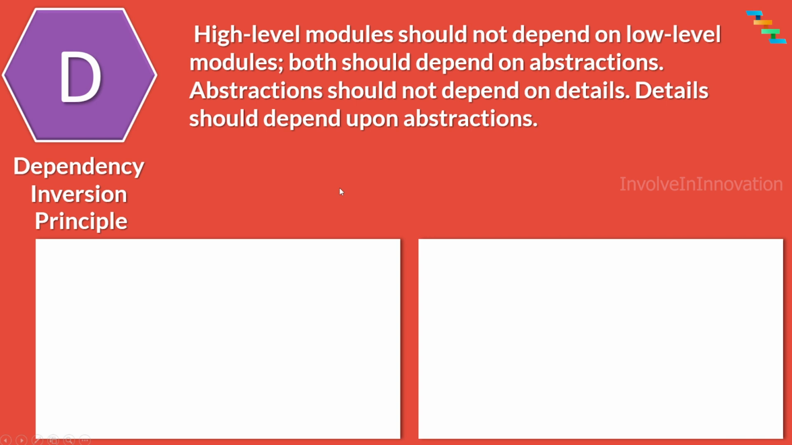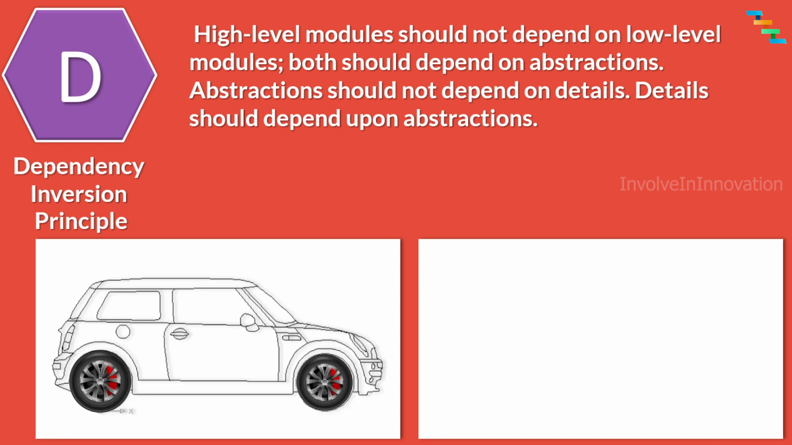Now we'll see the first line of the definition: high level modules should not depend on low level modules. Both should depend on abstraction. Here we have created a high level module. Let's say we have created a class and defined everything, but for the tire, instead of using abstraction, we have utilized the direct tire class itself. So if we want to change this to a different tire, we need to change the code there. Then you need to change the high level module.